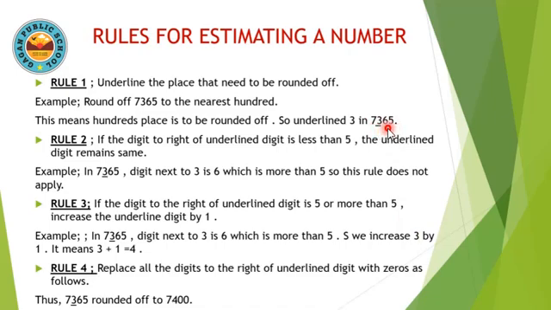If 4 was written instead of 6, then what will happen? Then you will not add 1 to 3. It will be 7300. So this is the rule. If the right digit of the underlined digit is among 1 to 4, then the underlined digit will remain the same. And if the right digit of the underlined digit is in between 5 to 9, then you will add 1 to the underlined digit. Okay, I hope everyone has understood.